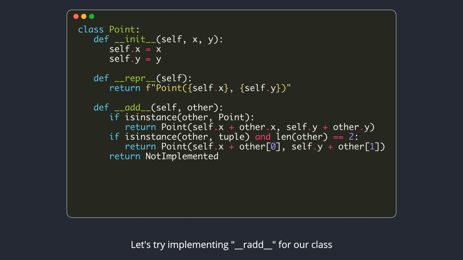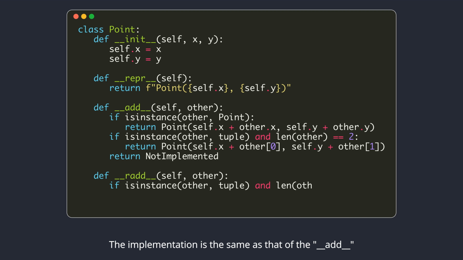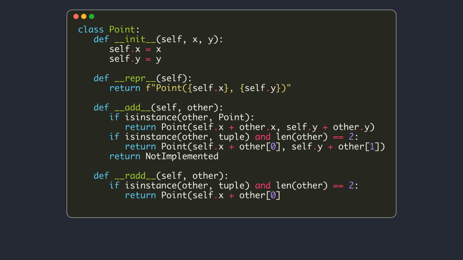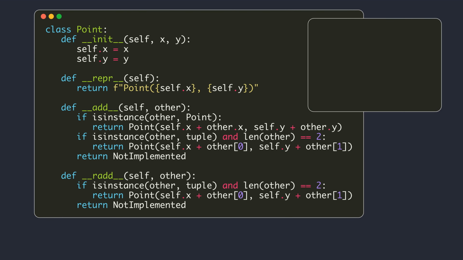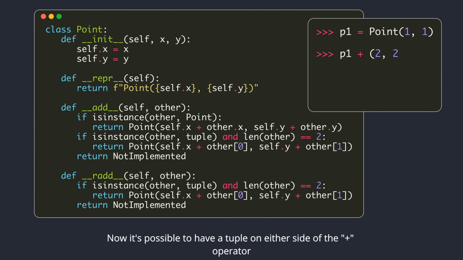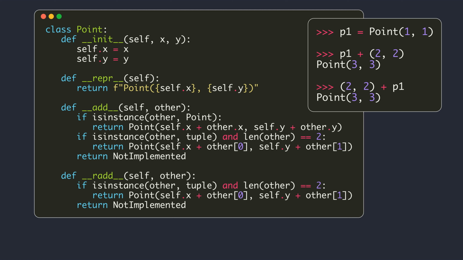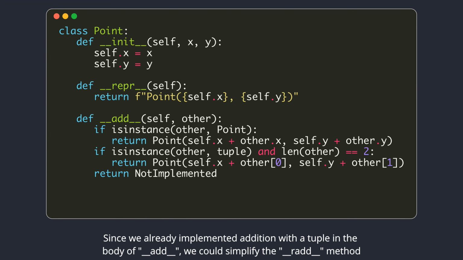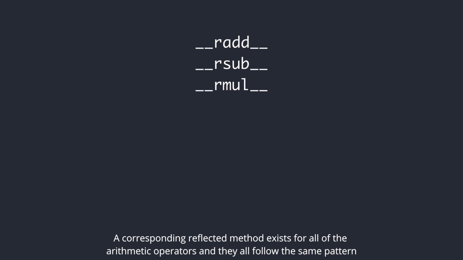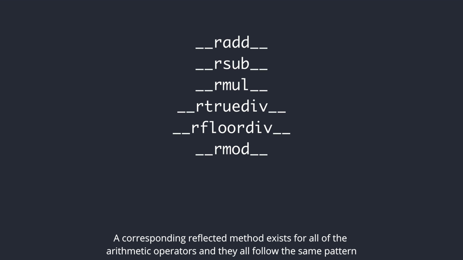Let's try implementing dunder-reflected-add for our class. The implementation is the same as that of the dunder-add. Now, it's possible to have a tuple on either side of the plus operator. Since we already implemented addition with a tuple in the body of dunder add, we could simplify the dunder reflected add method. A corresponding reflected method exists for all of the arithmetic operators and they all follow the same pattern.